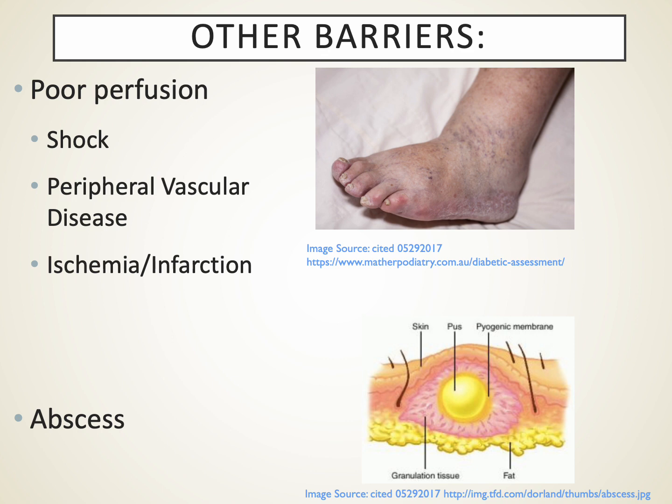Other things that are problematic and barriers to getting drugs distributed are where there's poor perfusion, if a patient is in shock, or has had ischemia or infarction, or peripheral vascular disease. And peripheral vascular disease is a real issue when we are deciding to treat a diabetic foot ulcer, for example, in a diabetic with poor circulation to the lower extremities.